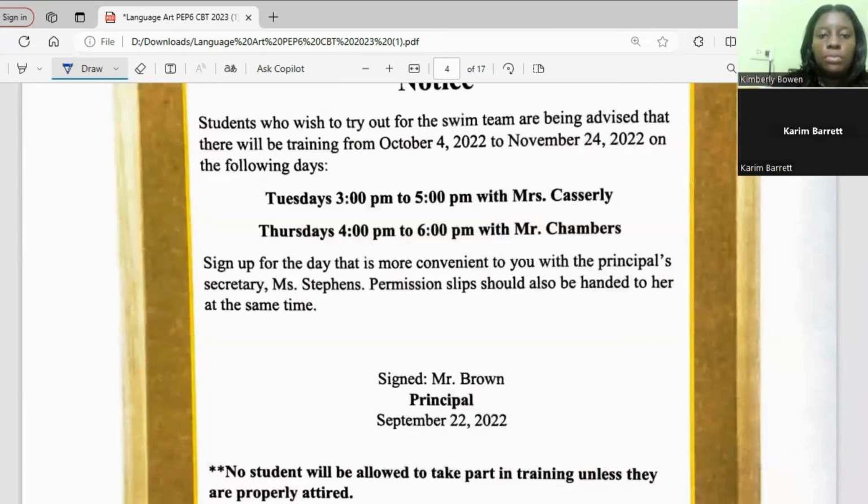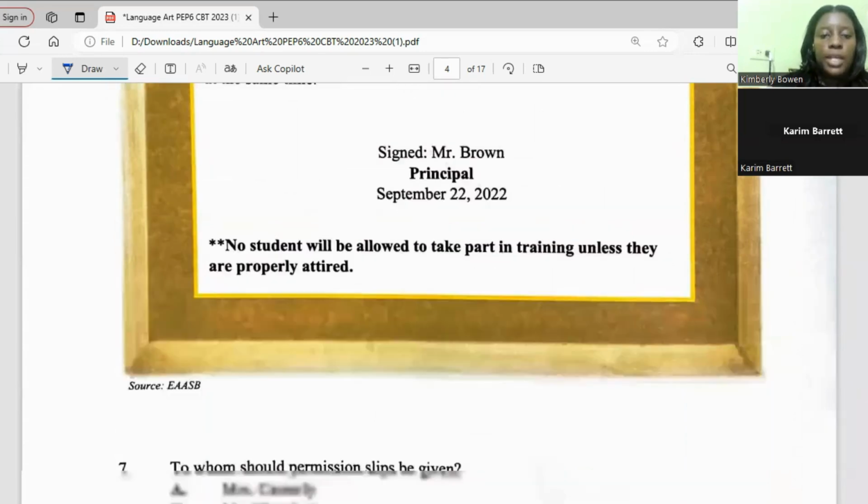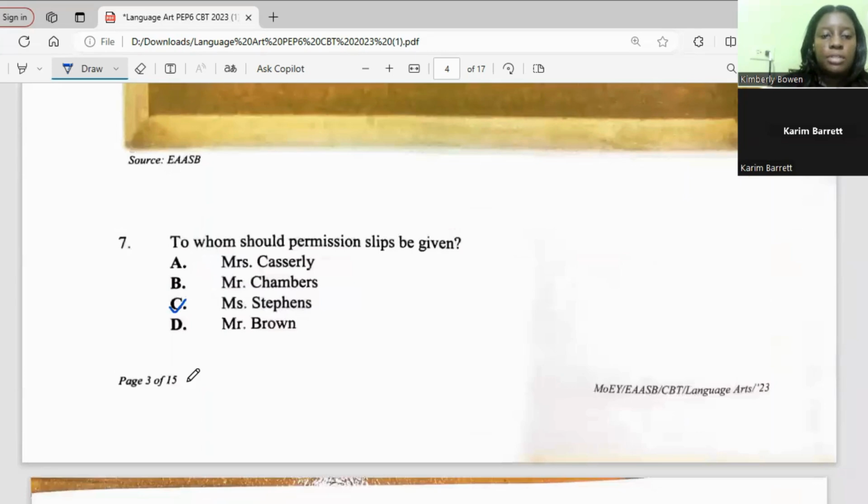Mrs. Stevens. Yes, so the answer is Miss Stevens, because it says to sign up for the day that is more convenient to you with the principal's secretary, Miss Stevens. Permission slips should be handed to her at the same time. So the answer is Miss Stevens. Let's move on to number 8.